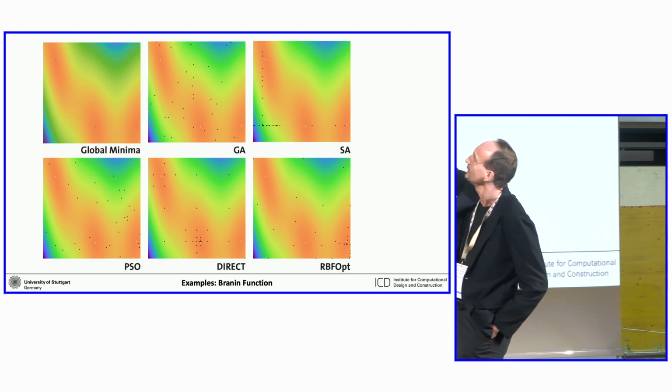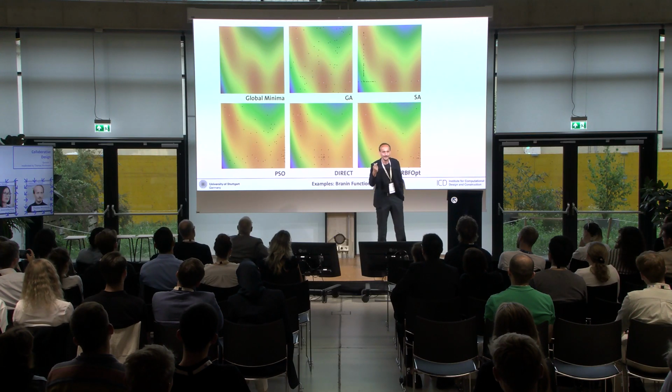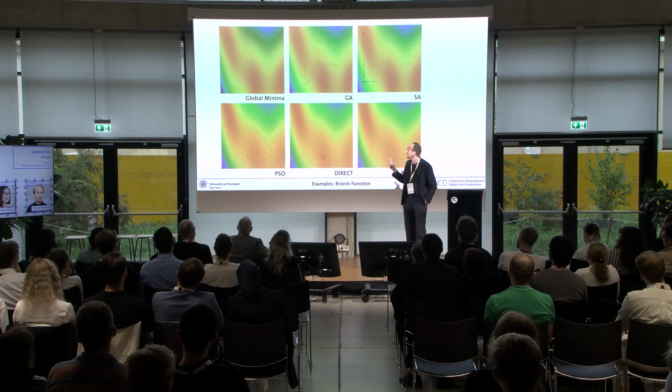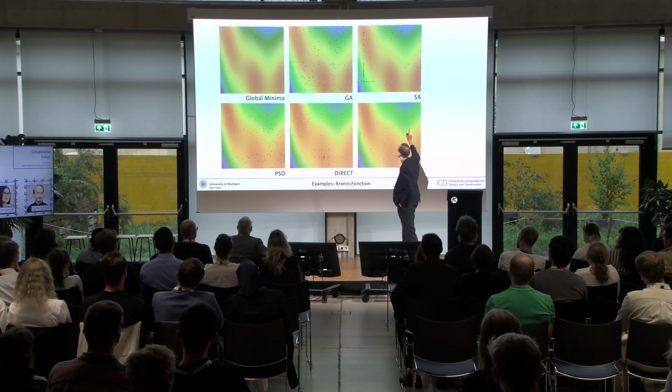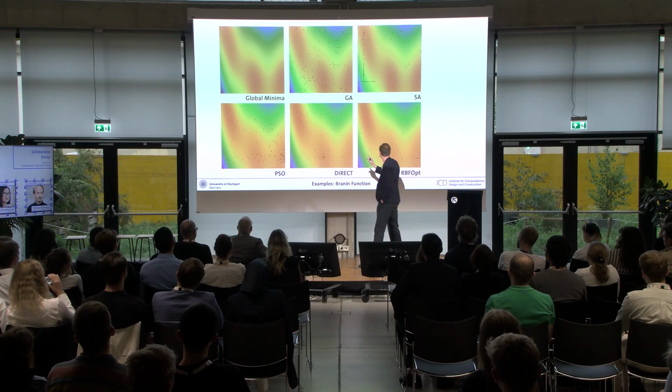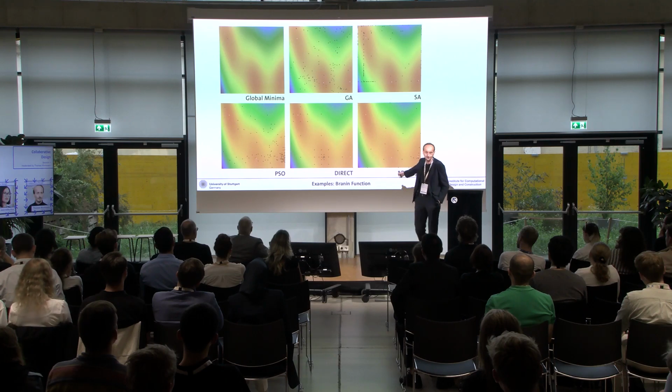So here you see the optimization landscape on the top right, and there are these 3 little black dots. Those are the optima. And now the game is to find one of the 3. And we have a genetic algorithm, simulated annealing, particle swarm, DIRECT and radial basis function optimization, so the surrogate-based approach.